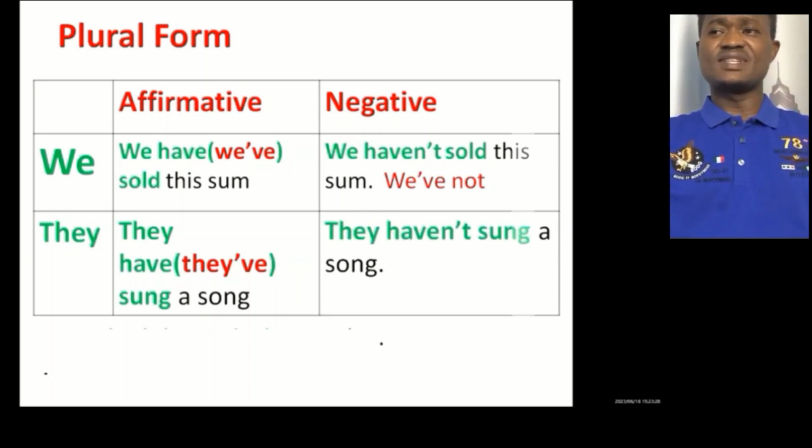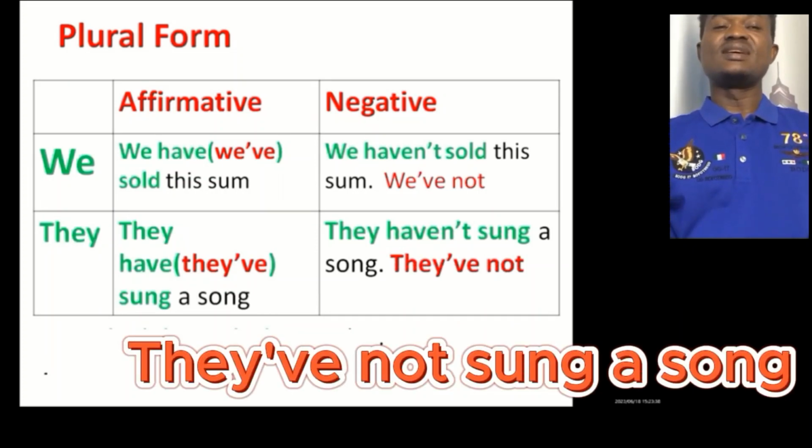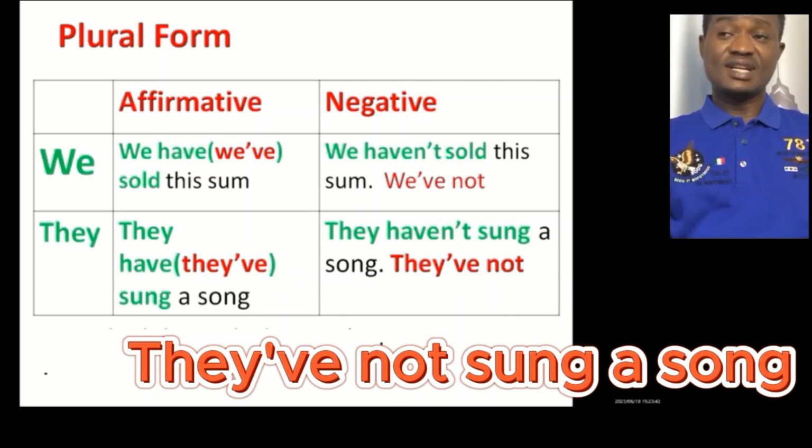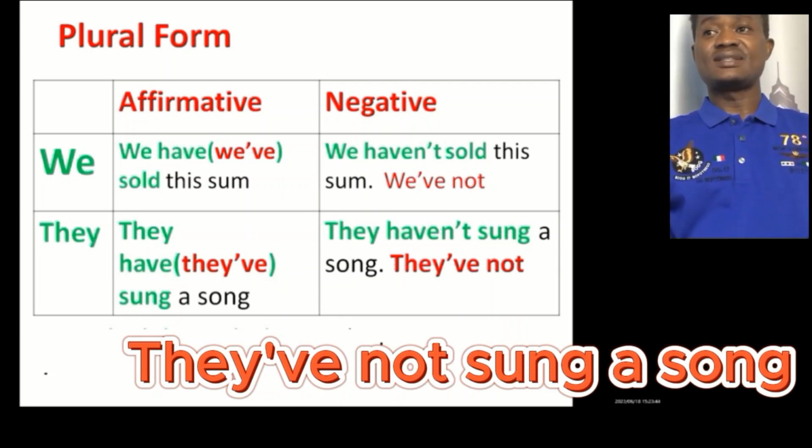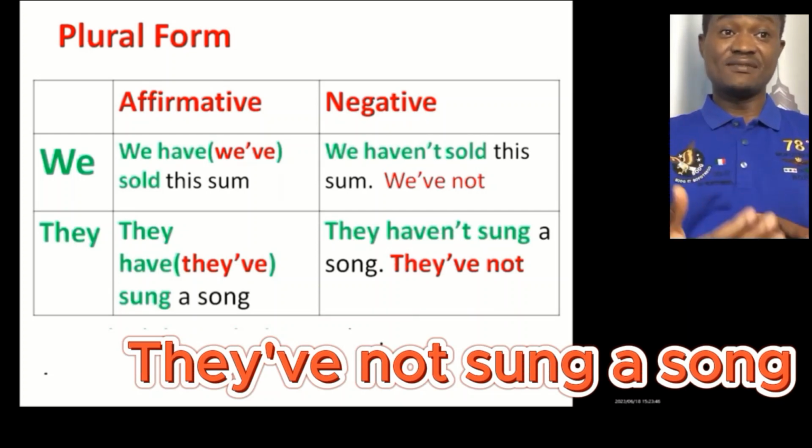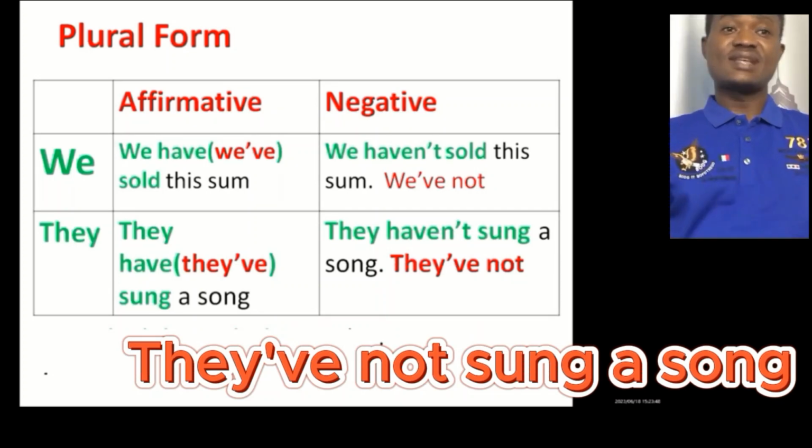Okay, let's go to the negative sentence. They haven't sang a song. The other way around, we can say they've not sang a song. All right, instead of saying they have, we say they've. They've not sang a song.